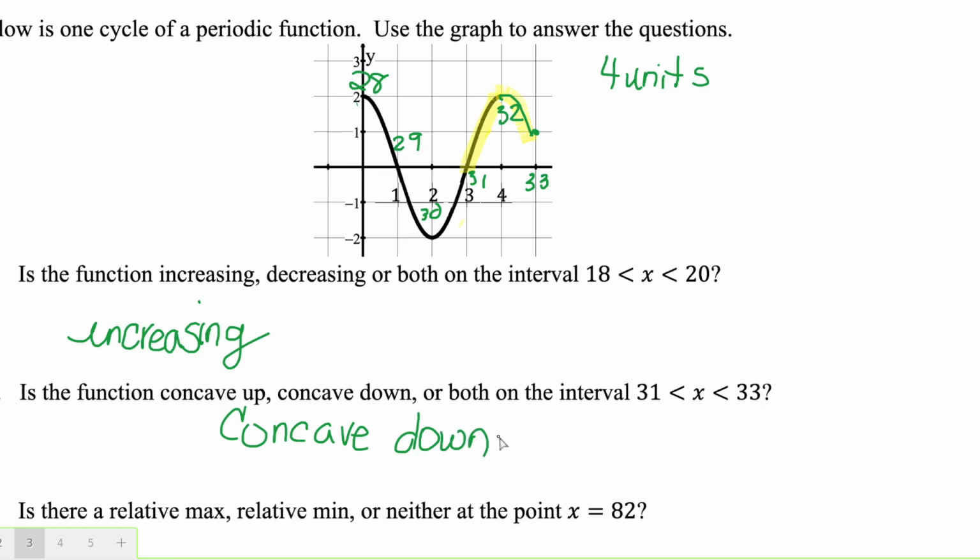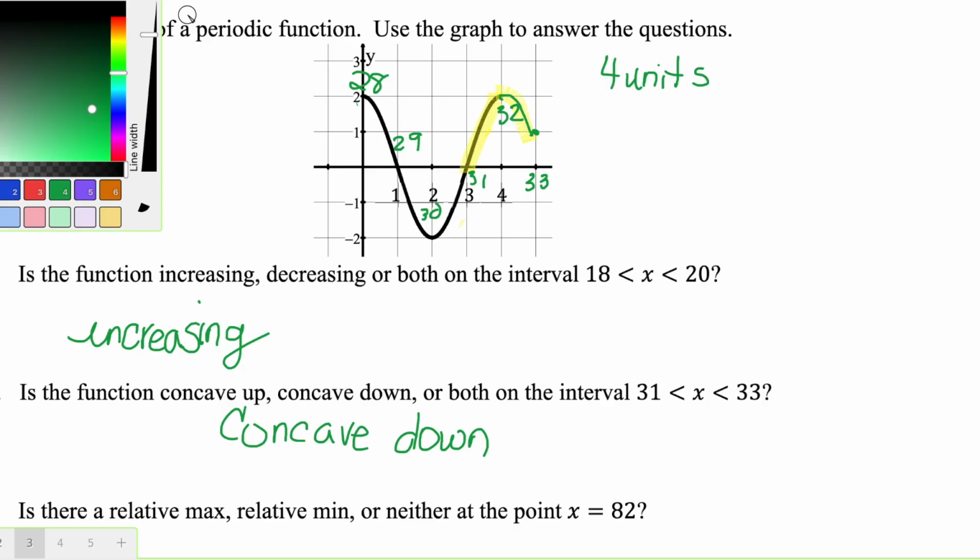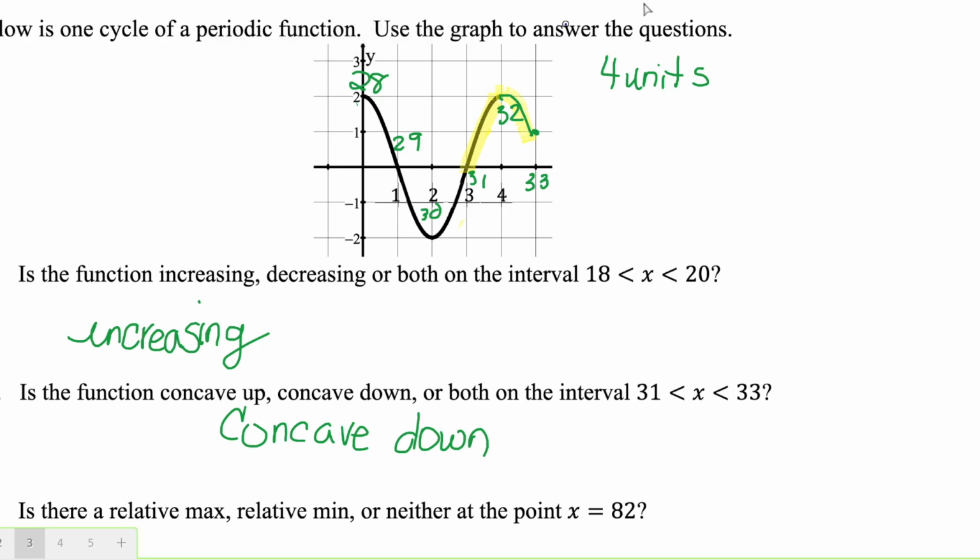Just like that, folks. Now, is there a relative max, a relative minimum, or neither at 82? All right. So again, this is unit 1. So relative max and relative minimum, you would have to learn that prior to this lesson, and your teacher will have to explain that to you. But I'm going to show you how relative minimum and relative max goes. But first, let's figure out what 82 is.